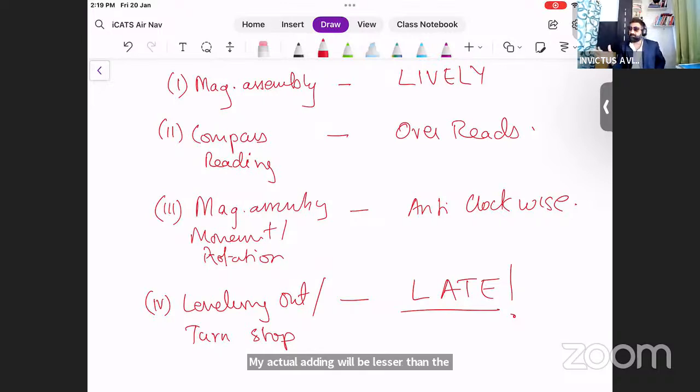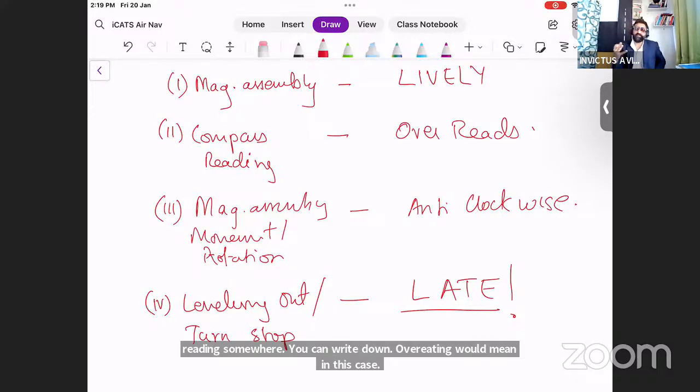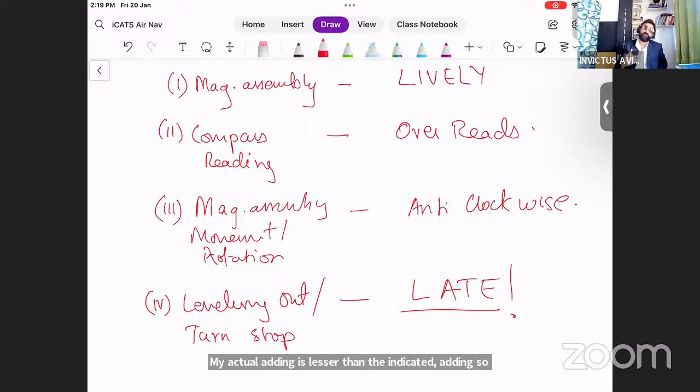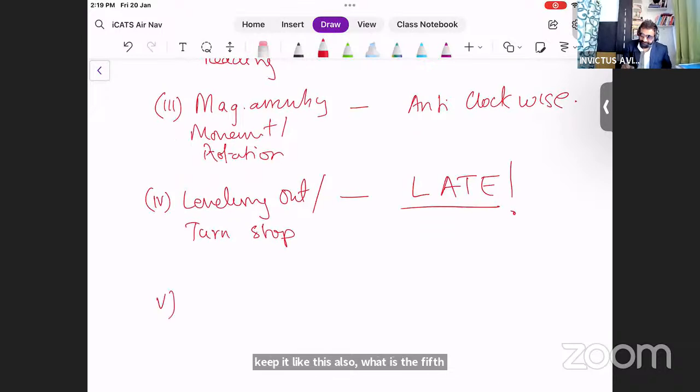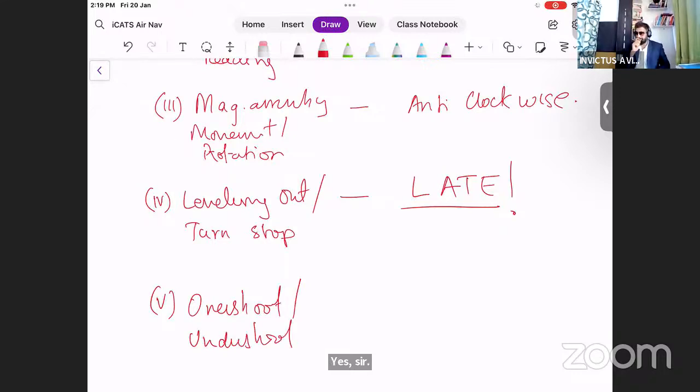Now you can compare it with this statement also. Somewhere you can write down that overreading would mean, in this case, my actual heading is lesser than the indicated heading. So to be on the actual heading, I'll have to level out on a higher heading to get the desired heading. But you can keep it like this also. What is the fifth element? Overshoot, undershoot. Yes, sir. Overshoot or undershoot with respect to the required heading. What will you do? Overshoot or undershoot your required heading, students? Overshoot. Late will mean overshoot only.